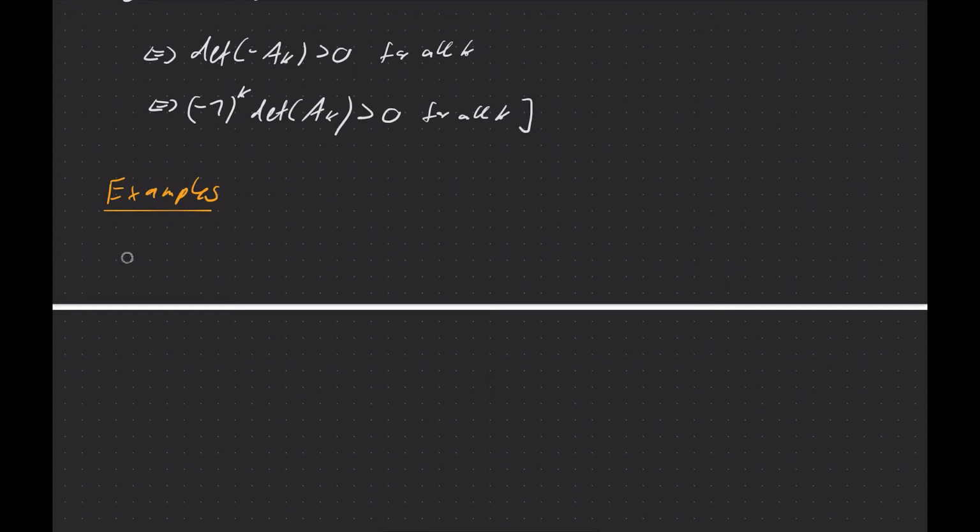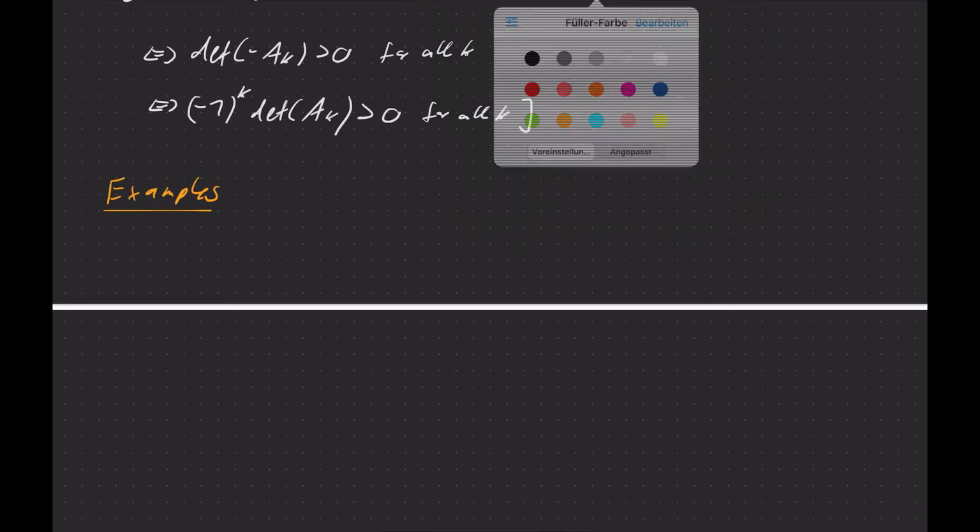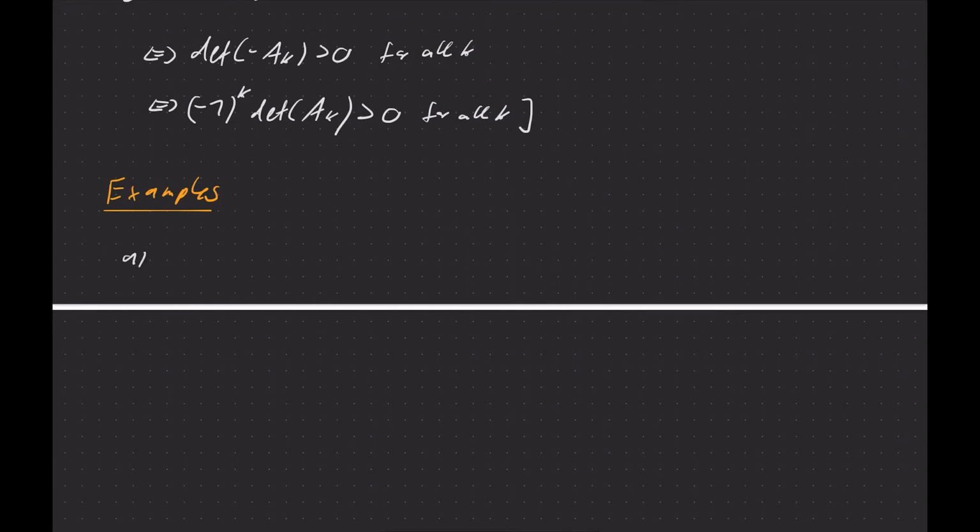First, a very easy matrix. Let's say A is the matrix 2, 0, 0, 2. Then, obviously, the determinant of A1, that is the determinant of just this first matrix here of 2. Yeah, so that's A1. That is 2 and that is positive, so the matrix could be positive definite.